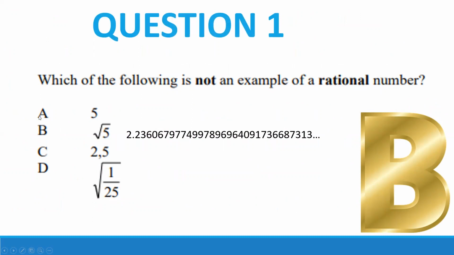For example, for 5, you can write 5 over 1, right? Let's start with the first one, 5 over 1. You can write it, but when you come to square root 5, you are getting this long number when you use your calculator. 2.5, you can write like this, 25 over 10. It is possible, so it is a rational number. And 1 over 25, as you know, 25 is square root 5 squared. We can write 5 squared and then the answer is 1 over 5. So option B is our answer for question 1.